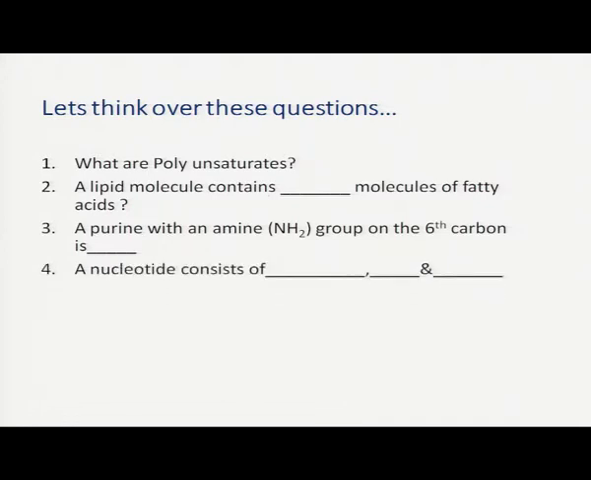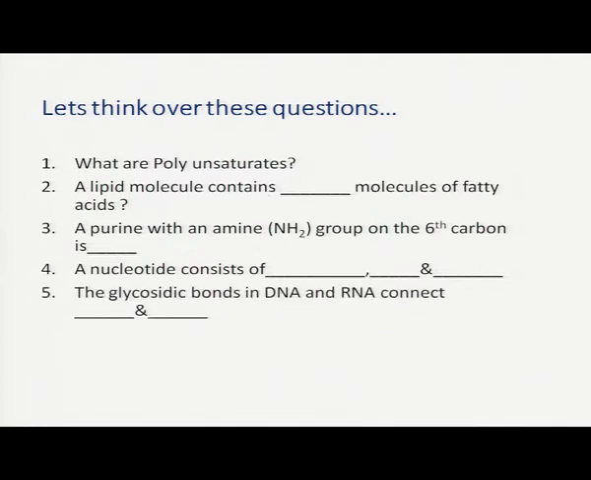Now, the fourth question was, a nucleotide consists of dash, dash and dash, because a nucleotide consists of 3 molecules. Which molecules form the nucleotide? Now, the last question, that is the fifth question, the glycosidic bond in DNA and RNA connects which one, dash and dash.